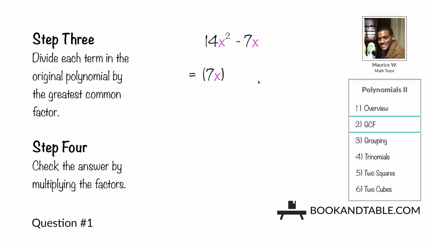To find the second factor of this expression, we want to divide each term in the original polynomial by the greatest common factor, 7x. When we do so, we get 14 divided by 7 is 2. X squared divided by x is equal to x. This exponent 2 subtracts this exponent 1 to give us an exponent of 1. We then divide the second term in our original polynomial by the greatest common factor, giving us negative 7 divided by 7 is negative 1. X divided by x is 1. Negative 1 times 1 is negative 1. So the factors of 14x squared minus 7x are equal to 7x times 2x minus 1.